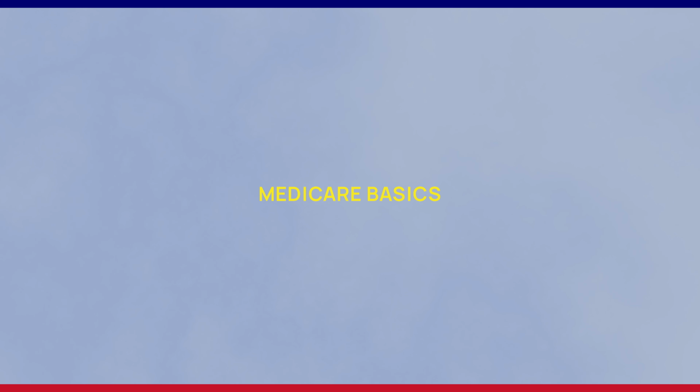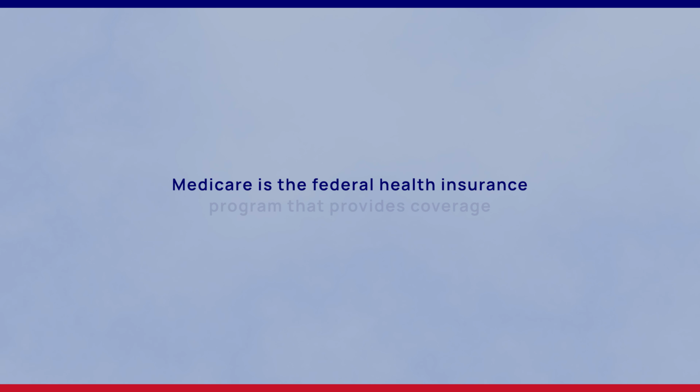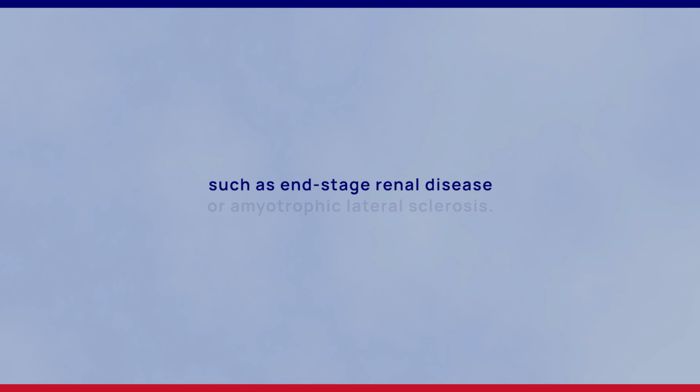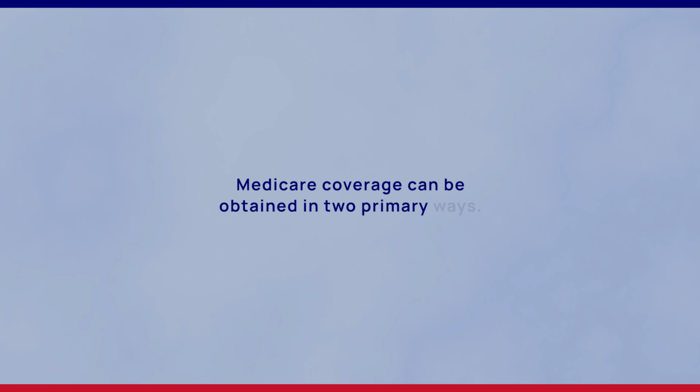Medicare Basics. Medicare is the federal health insurance program that provides coverage primarily for individuals who are age 65 and older. It also extends to certain younger individuals who qualify due to a disability or because they have specific medical conditions such as end-stage renal disease or amyotrophic lateral sclerosis. Medicare coverage can be obtained in two primary ways.